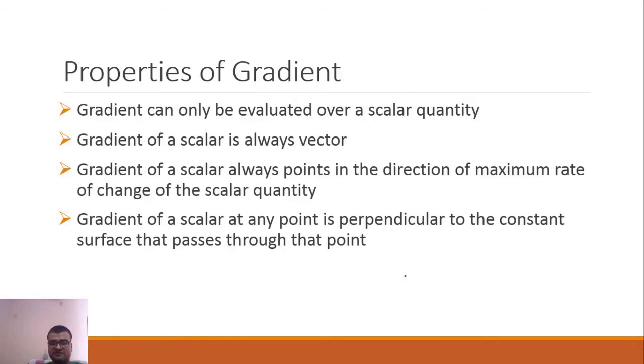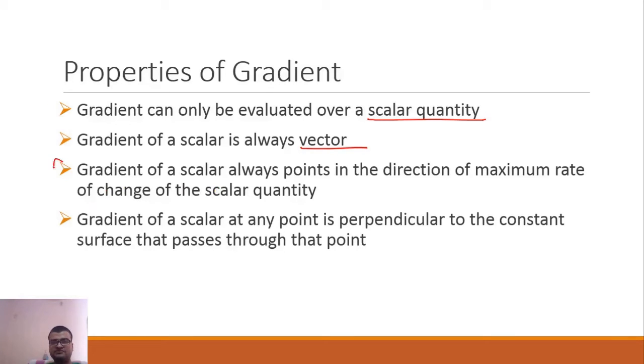Let us see some properties of the gradient. These properties are very important, you should always remember them. First one, we have already discussed that a gradient can always be performed over a scalar quantity. The second one also we know, because we have performed one gradient operation, that the answer will always be a vector.